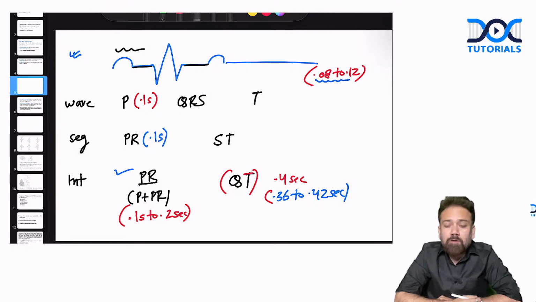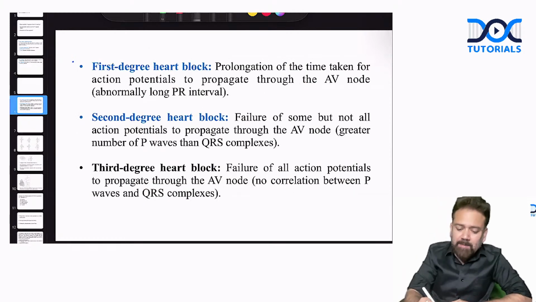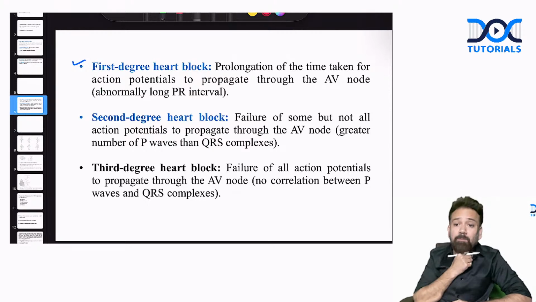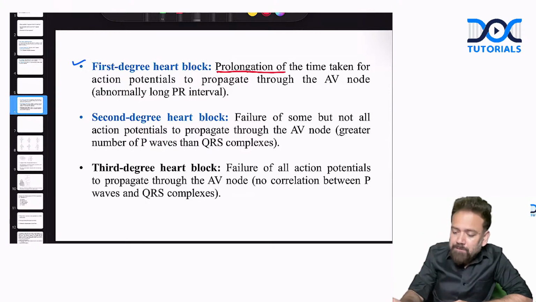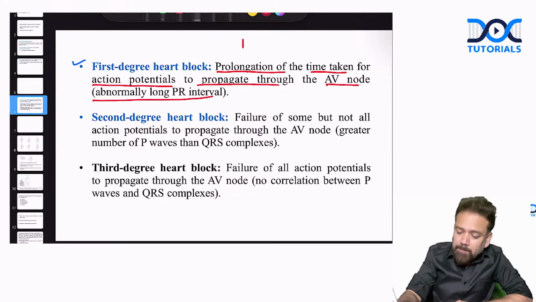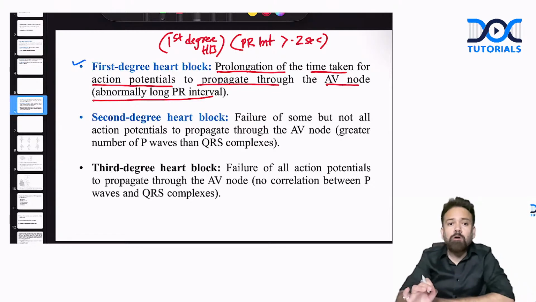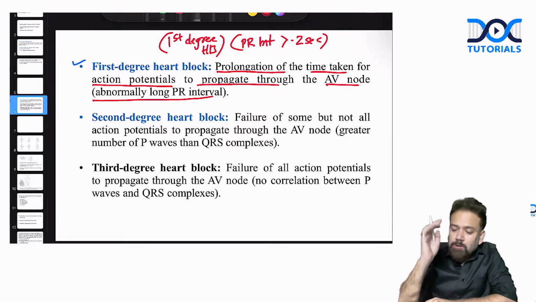Again, a new topic in ECG for your MBBS exam. So this much is clear. Now, first degree heart block. Whenever you say first degree heart block, it simply means prolongation of the time taken for the action potential to propagate through the AV node. An abnormally long PR interval. So whenever the PR interval is more than 0.2 second, it is called first degree heart block.